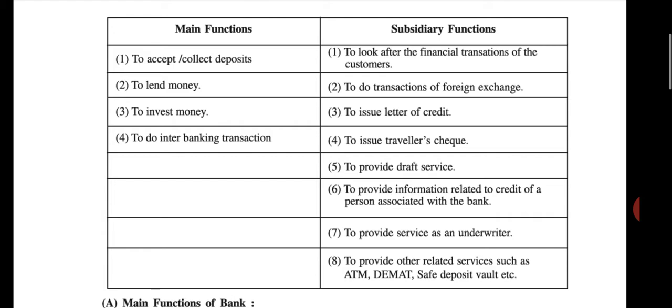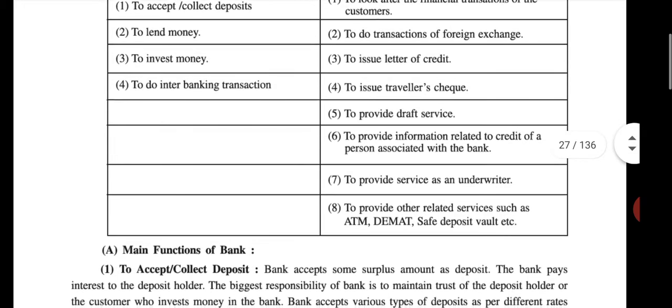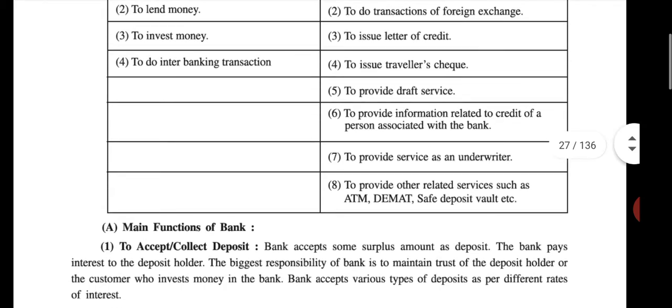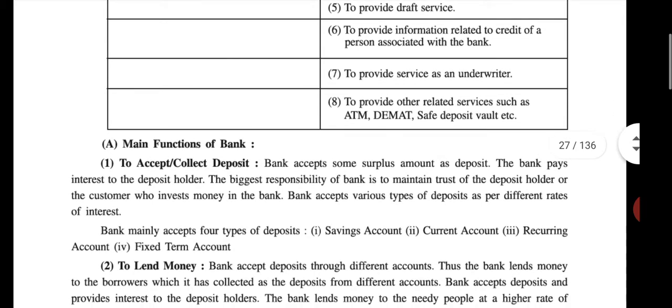And there are 8 functions in subsidiary function: to look after the financial transaction of the customer, transaction of foreign exchange, issue letter of credit, issue traveler's check, provide draft service, and provide information related to credit of a person associated with the bank, provide service as an underwriter, and provide other related service like ATM, DMAT, dematerialization. It's called DMAT, safe deposit vault, etc.